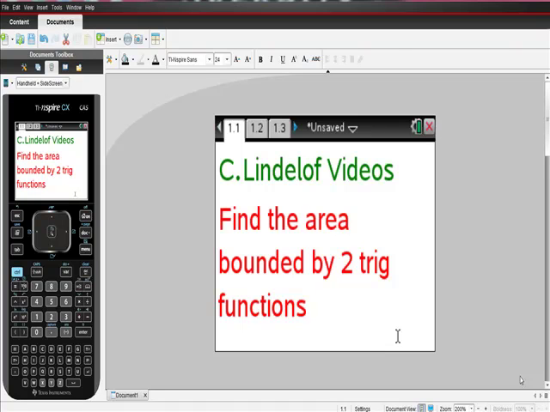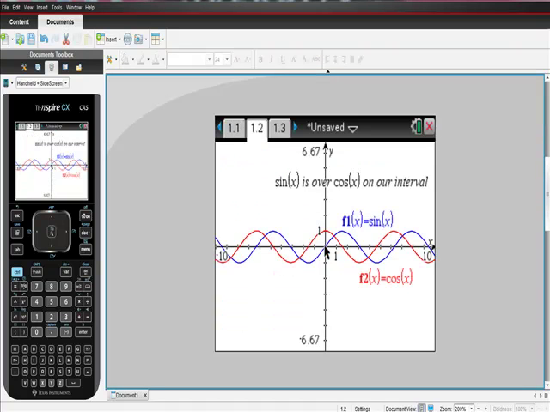Okay, AP Calculus AB. I'm going to use our TI-Nspire CX CAS to find the area bounded by two trigonometric functions. This is not normally the way I would find area bounded, but if you look at two trig functions, they might be cyclical. So let's take a look at this for a second, see if you can tell what I'm talking about here.